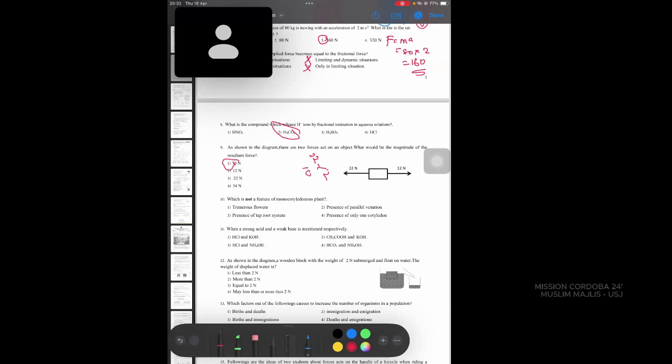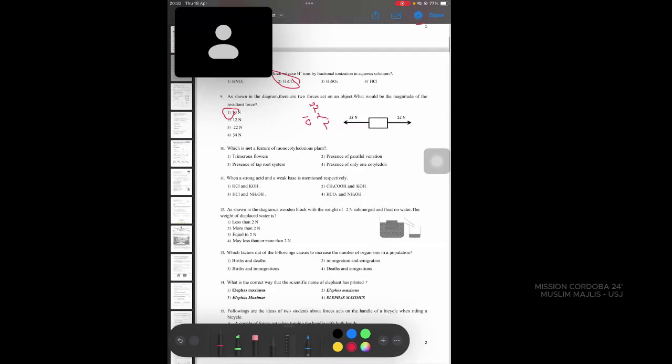Not a feature of a monocotyledonous plant. Now, some people can memorize. Those people will memorize that monocotyledonous plants have these characteristics and dicot plants have those characteristics. I was someone who was very bad at memorizing. Although I did A-level biology, I was very bad at memorizing.